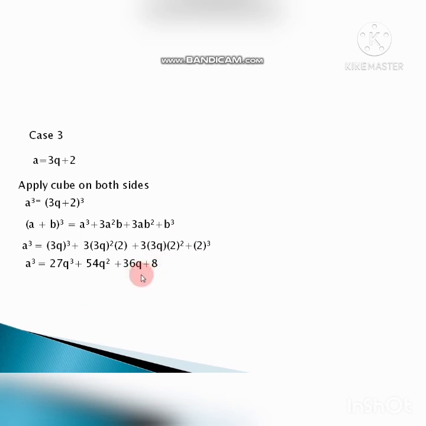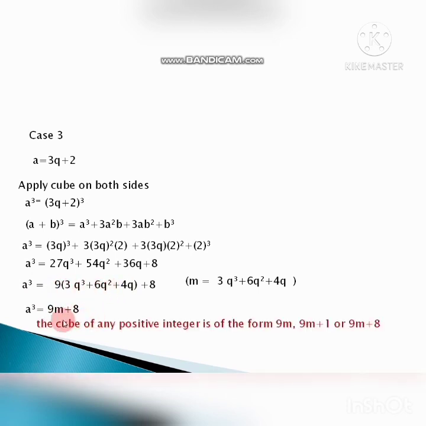Now we have to show that it is in the form of 9m plus 8. The plus 8 is already there with us, so I need to get 9m from here. I just took 9 common, and what I got in the bracket is 3q cube plus 6q square plus 4q. Now I am going to consider this bracket thing as m. So we got a cube is equal to 9m plus 8. So the cube of any positive integer is of the form 9m, 9m plus 1 or 9m plus 8.